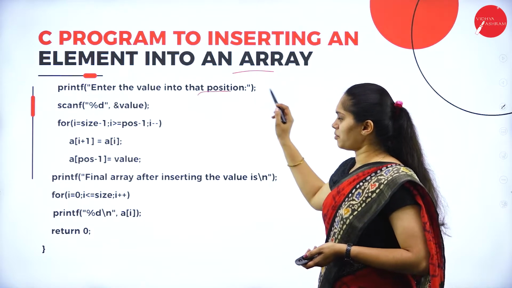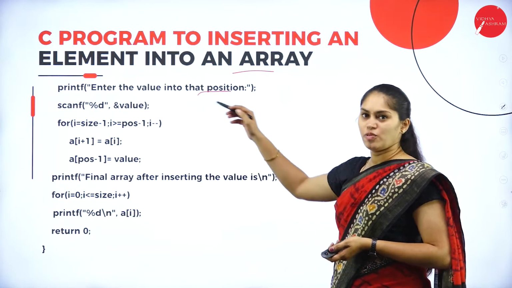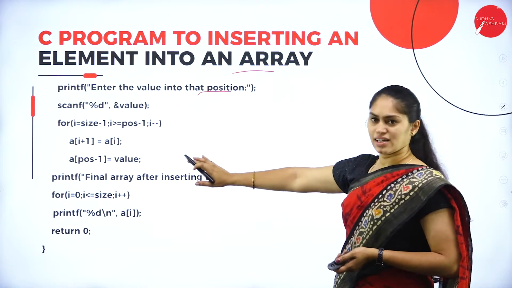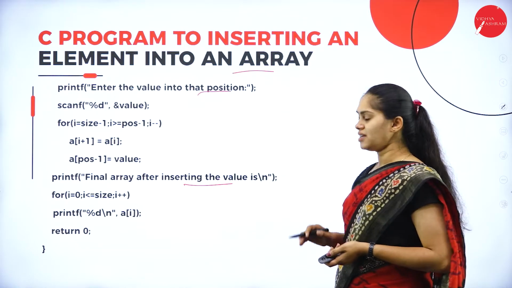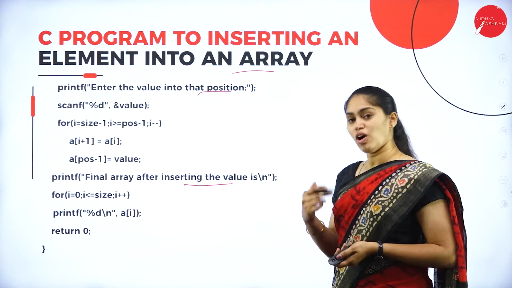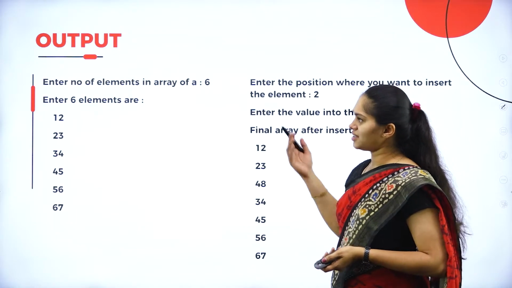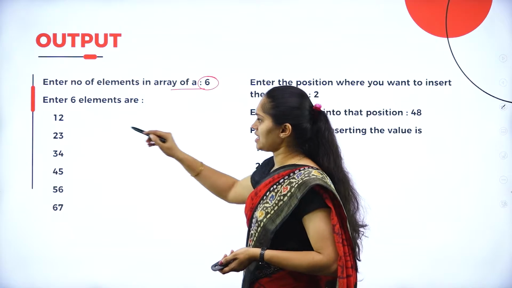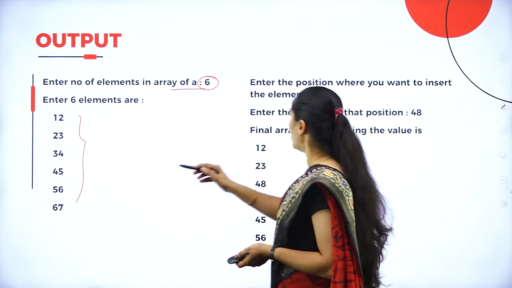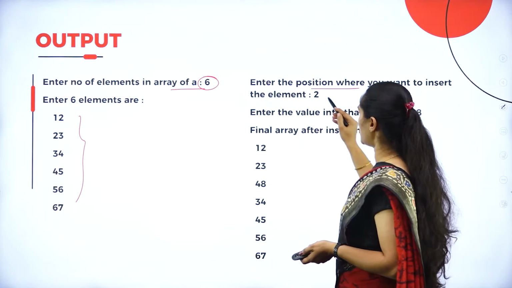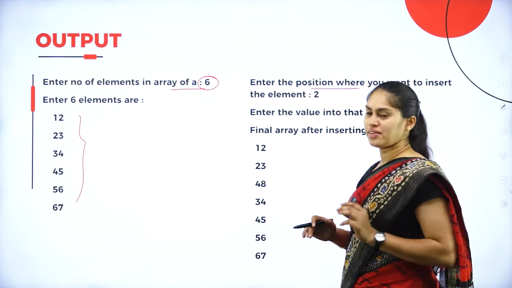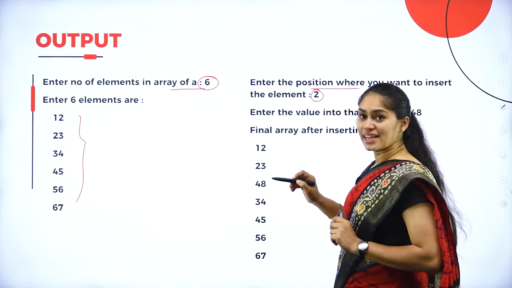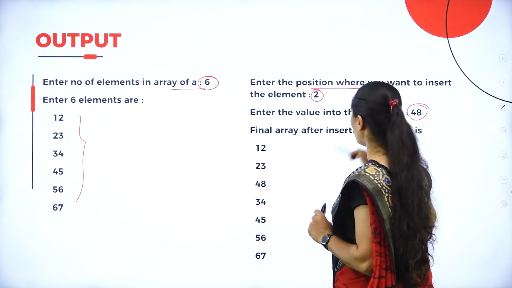So we are specifying the position. For that position, we are giving a value. Once it is inserted, then the result needs to be shown. What is the value after the insertion? So here you can see the output that we are going to get. The number of elements will be 6 and the array elements are here. After that, we need to specify the position where we want to insert. So here we are taking the position 2 and the element which we want to insert is 48.